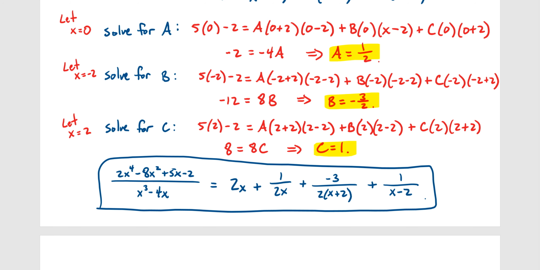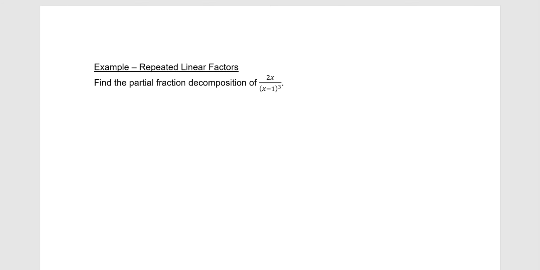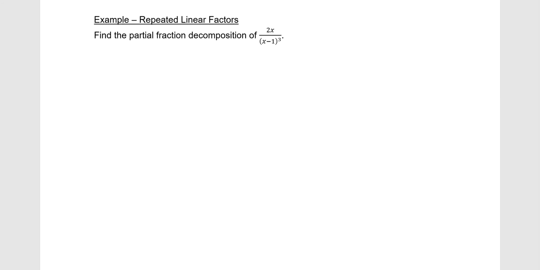Okay, so that one was definitely a little bit more complicated. And let's do a couple more here. So the next one's going to be with repeated linear factors. And what that means is we're going to have an exponent on the linear factor in the denominator.